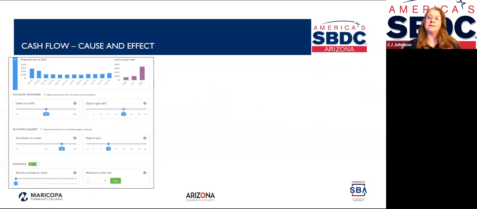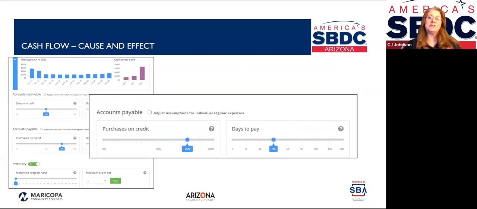The next section has to do with your accounts payable. So if you're taking time to pay what you owe to your other providers and where you get your inventory, those types of things, you can navigate this back and forth and see what the cause and effect is. Same with the days to pay. You can bump it out even a week. It causes a real ripple effect on your cash flow.